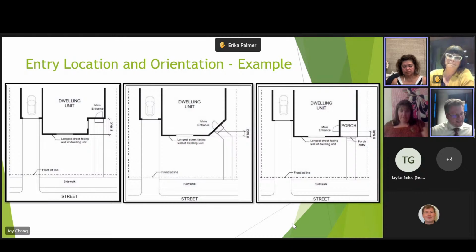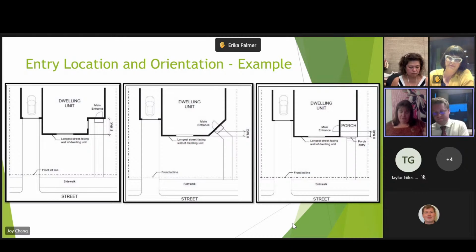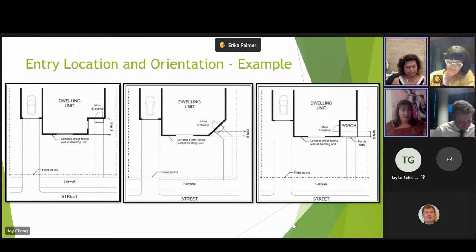I don't know that we need that, and maybe it'll get answered through the next section. Yeah. The next section is garages. Front elevation, the garage can't be in front of the longest street facing elevation. Snout houses are not allowed. The width of the garage can't be more than 60% of the width of the house. And number 3 is the garage shall contain at least one of the following design features.